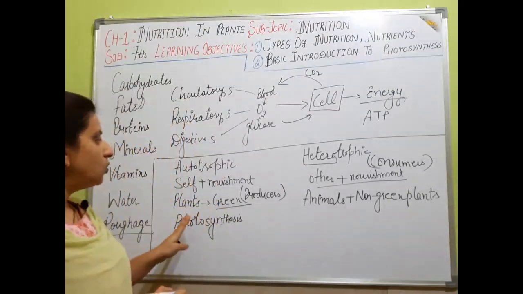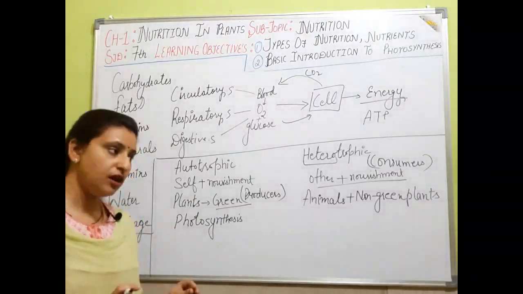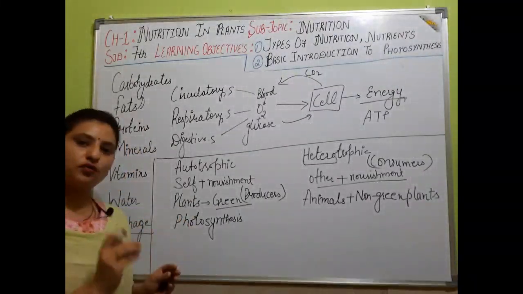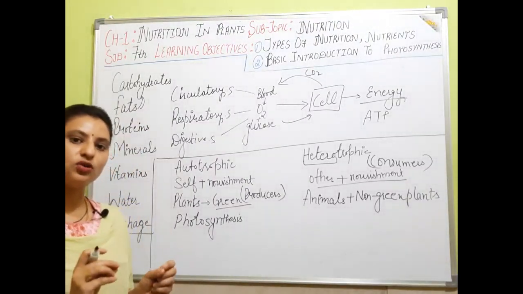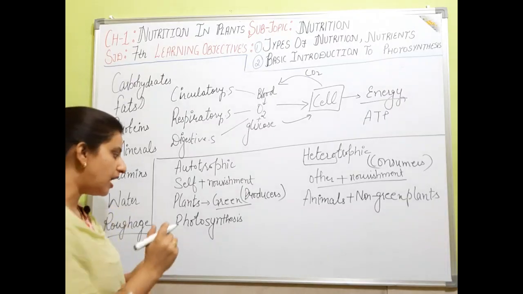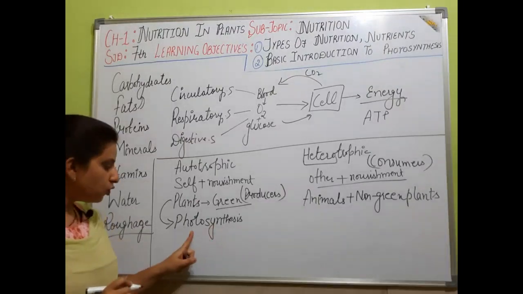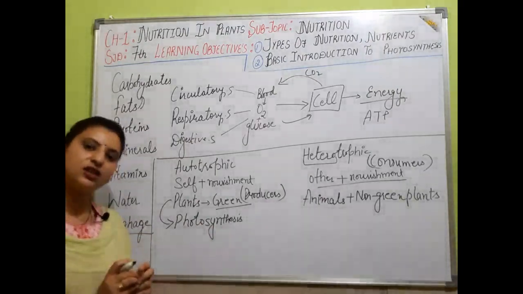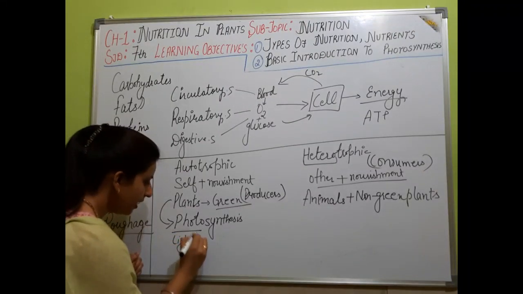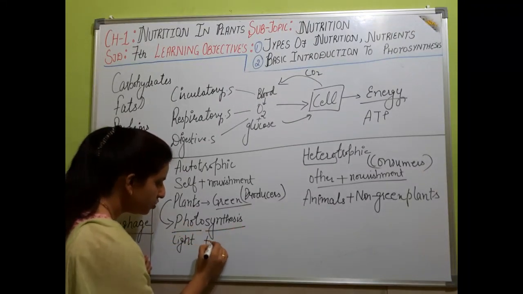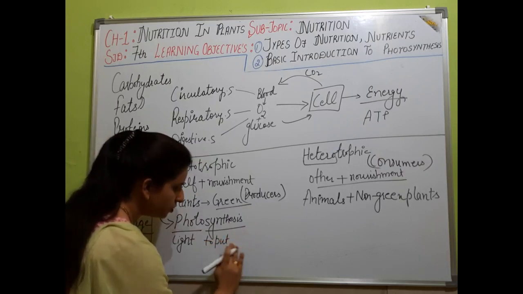Okay, now one by one we will discuss the different modes of nutrition. First we will go with the autotrophic mode of nutrition. In autotrophic mode of nutrition, we will discuss the process by which plants make their food, that is called photosynthesis. Now this photosynthesis is also a combination of two words. Photo means light and synthesis means to put together.